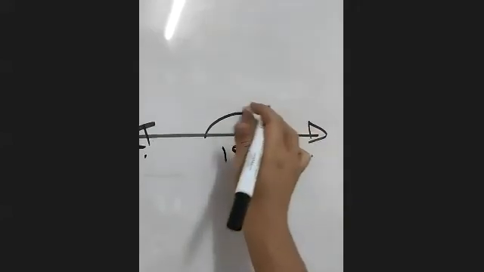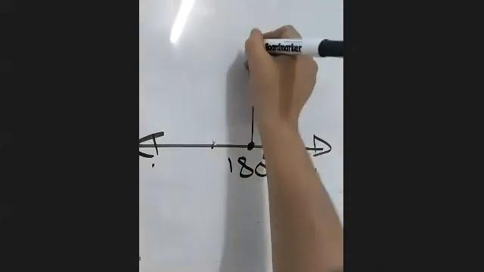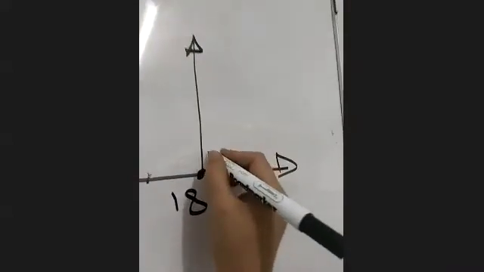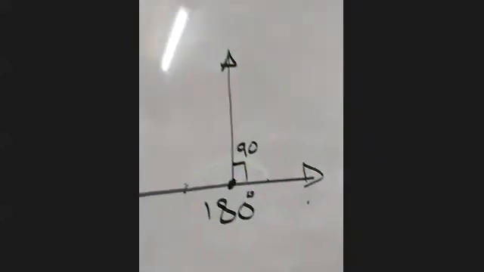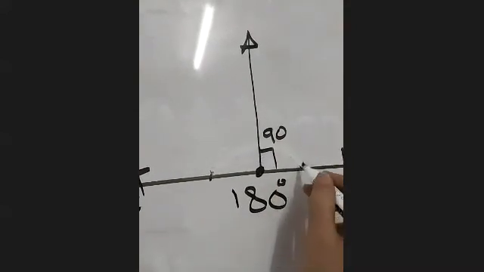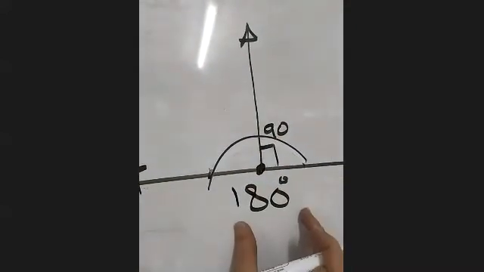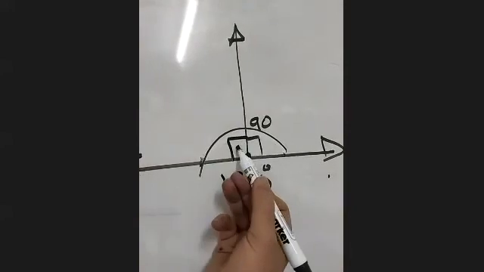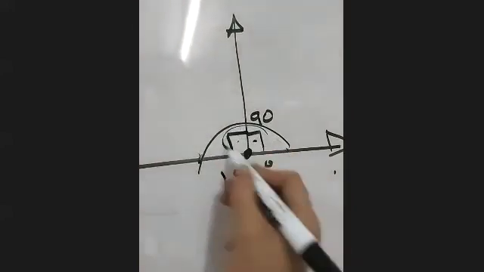Now, if we have a line segment like this one and a perpendicular, if this is 90 degrees, the whole is 180, right? This part is 90 degrees. What should this part be? 90, also 90, right? So whether it is on the left or on the right, it doesn't matter. It is the same. Okay?